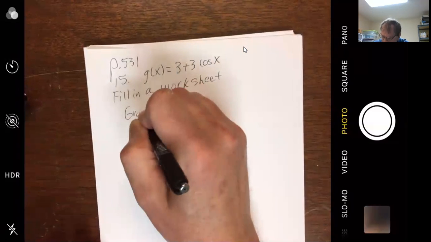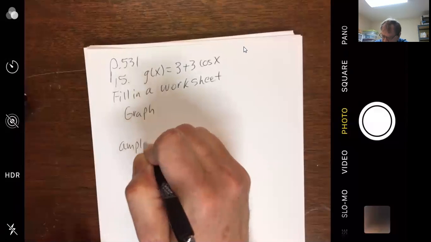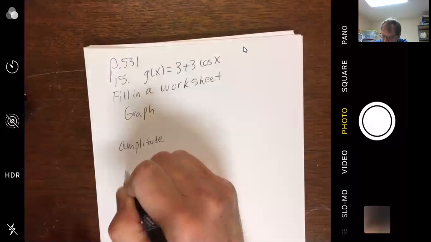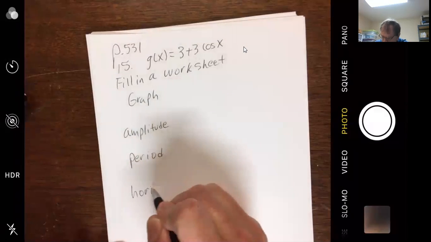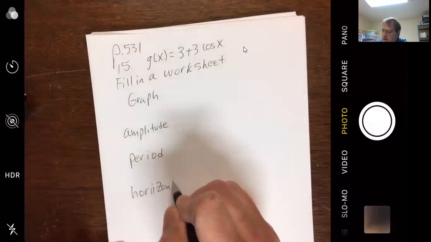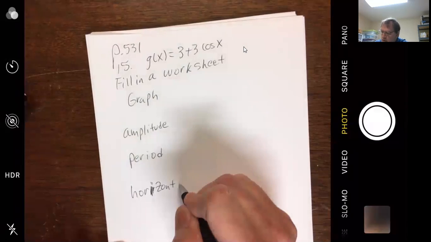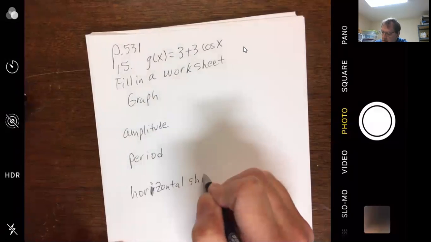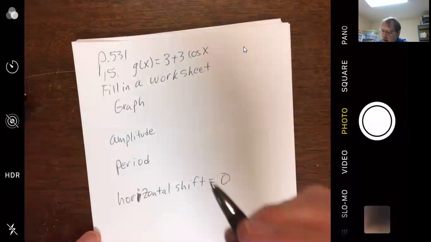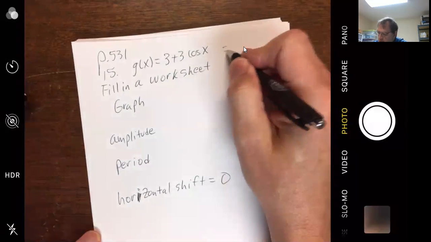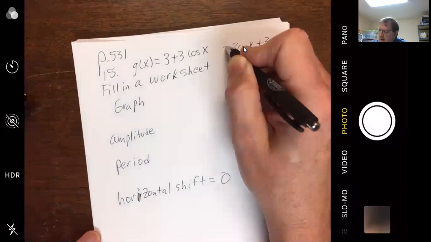The graph: amplitude, period, horizontal shift. The horizontal shift is equal to 0. You can twist this around and write it as 3 cosine of x plus 3.